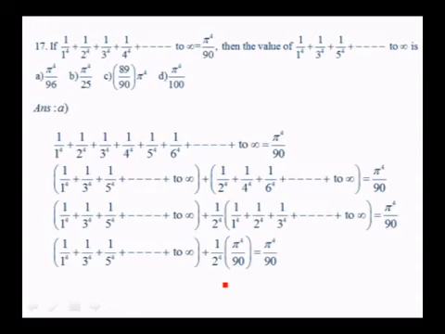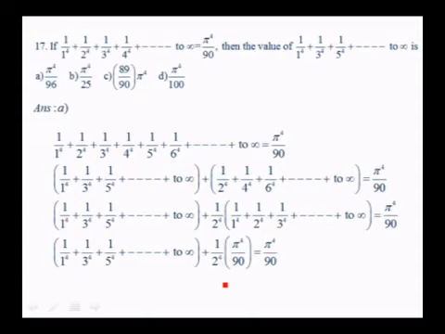Now write the first one as it is. In the second, the common factor is 1 over 2 to the power of 4. Remove that 1 over 2 to the power of 4 outside, and inside the second bracket you get 1 over 1 to the power of 4 plus 1 over 2 to the power of 4 etc. to infinity. But he has given that 1 over 1 to the power of 4 plus 1 over 2 to the power of 4, 1 over 3 to the power of 4 etc. up to infinity is pi to the power of 4 by 90. So substitute pi to the power of 4 by 90 there.